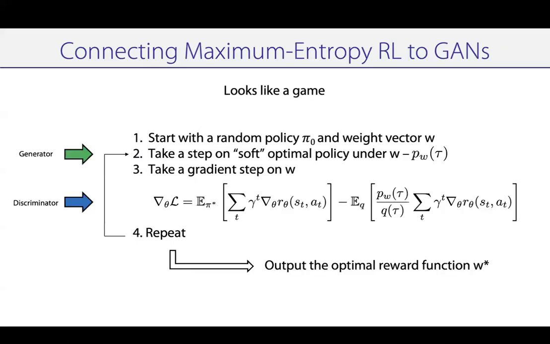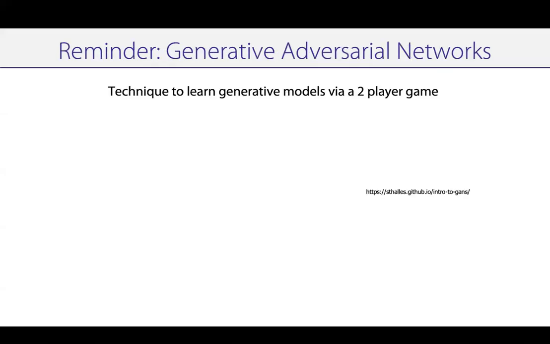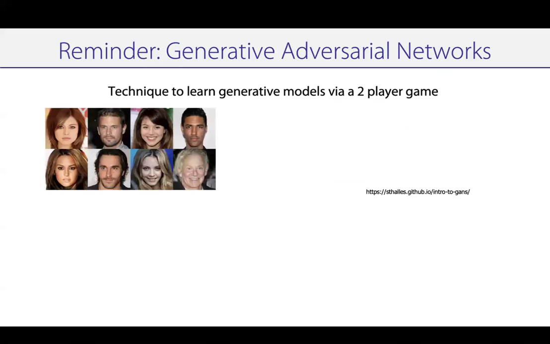you're doing two different things. You're taking a step on your reward. You can think of your reward as a discriminator, and you're taking a step on your policy, which is kind of like your generator. And we're going to show why that makes sense in a sec. But try to think of it as a game where your rewards are discriminators and your policies are your generators. Right? I will try to make that a little more formal.